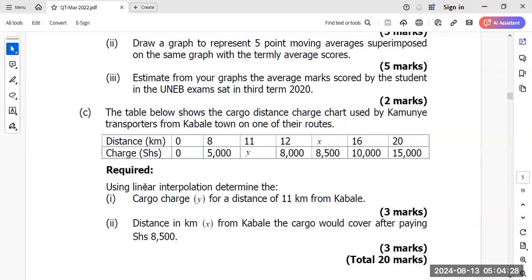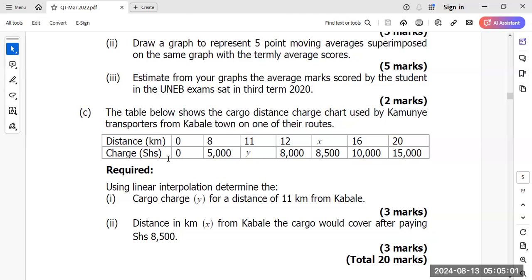We are required to use linear interpolation to determine a cargo charge, that is y, for a distance of 11 kilometers from Kawale. So what does that mean? It means that when you're using interpolation, you'll find that you have a missing figure and you're trying to find out what could be the value of that missing figure.